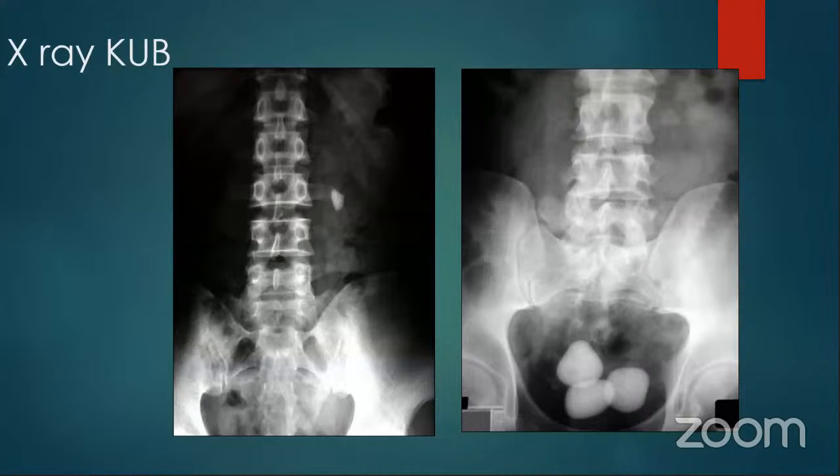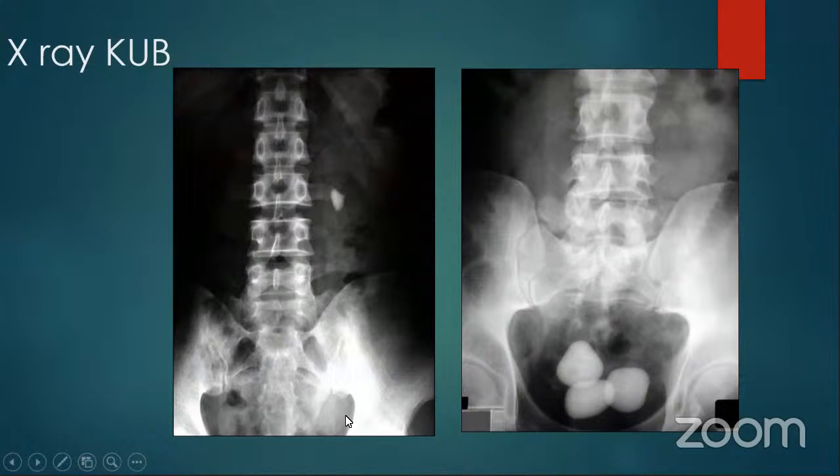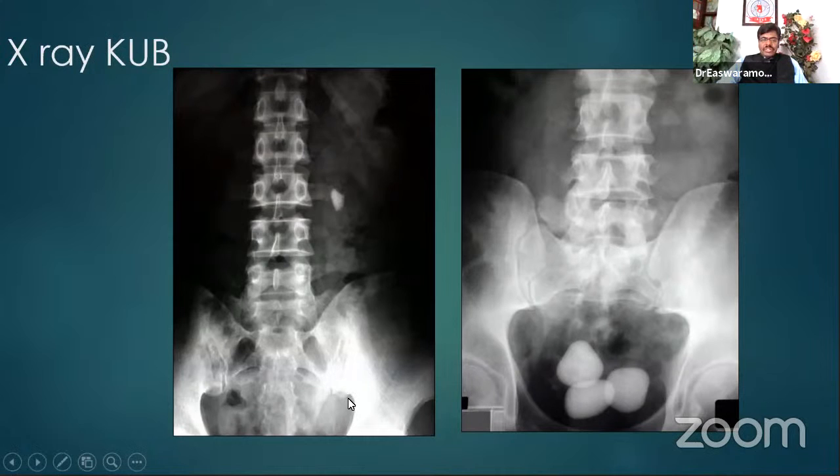The course of the ureter is from the tips of the transverse processes of the lumbar vertebrae, then the sacroiliac joint, then the ischial spine, an imaginary line drawn. From here to here, the sacroiliac, is the mid ureter. So it is a mid ureter, and here is an upper ureteric stone. So it is more or less a fairly large ureteric stone.